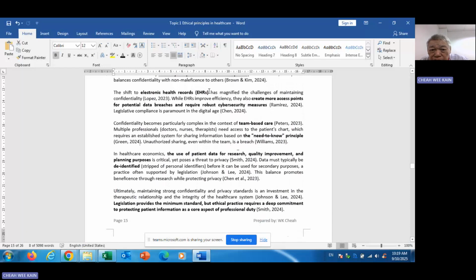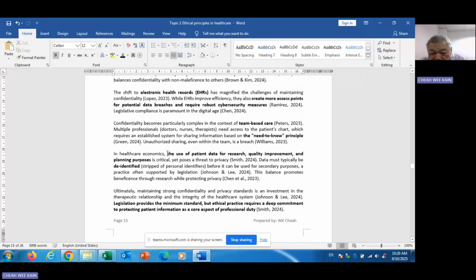The shift to electronic health records means your medical data are all in IT. Therefore, if it's in IT, there will be more access points, because anybody can go into your computer and look at it, go into your hospital system. If they are good hackers, they can hack it easily. Or whoever has the password of one of your medical practitioners can use it. So we need more robust cyber security measures.